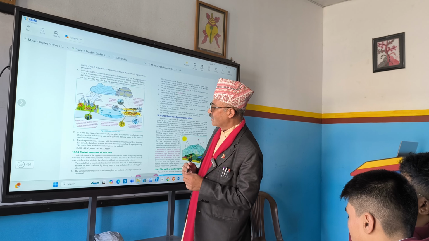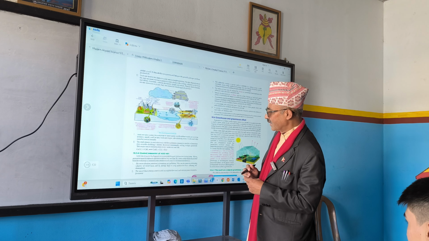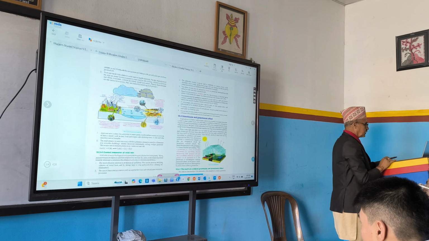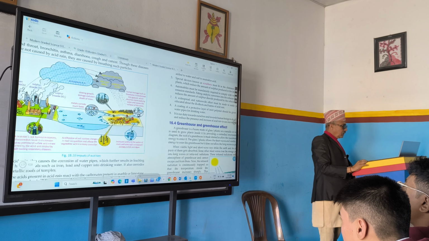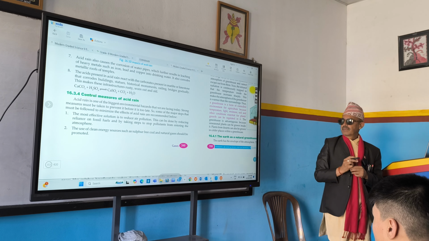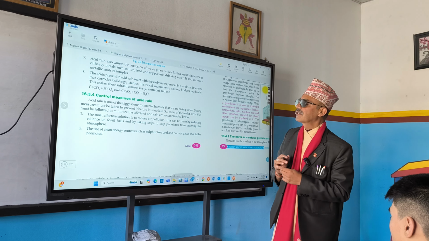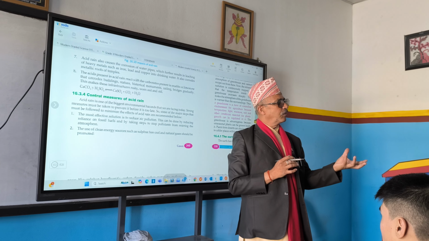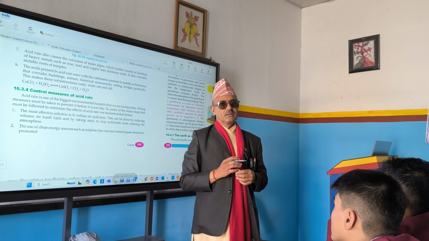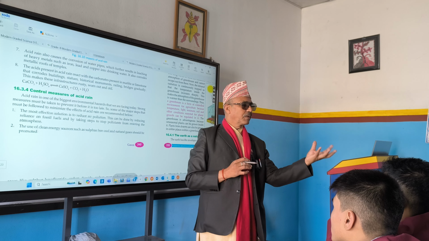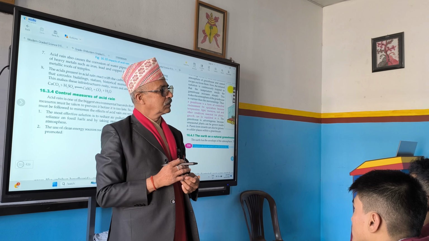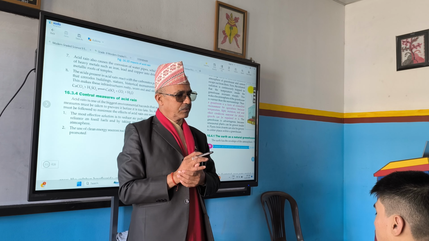Okay, so what are the different control measures? First one: the most effective solution is to reduce air pollution. Air gets polluted by mixing different things with it. Smoke coming out from vehicles, smoke coming out from the kitchen. In the kitchen also smoke is produced. Still in villages people use firewood.